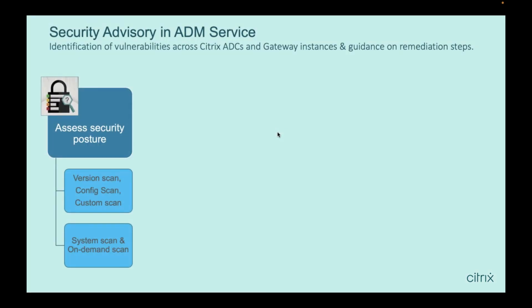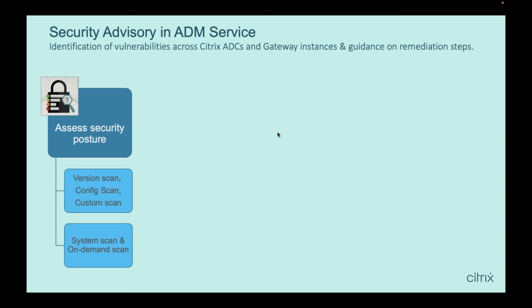Next advisory is security advisory. Citrix usually makes sure that all its products are up to date and secure. However, in unfortunate cases, if there are any vulnerabilities that are found, we proactively highlight them and mention them in our security bulletin with detailed identification and remediation steps. But now the onus of going through the security bulletin and assessing the security posture of ADCs manually would be a really large overhead on the admins.